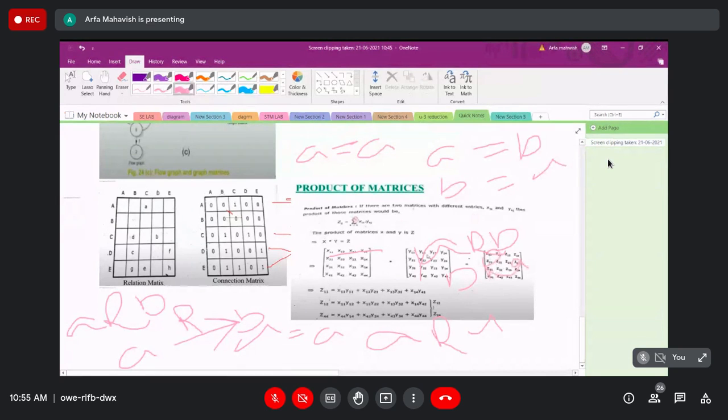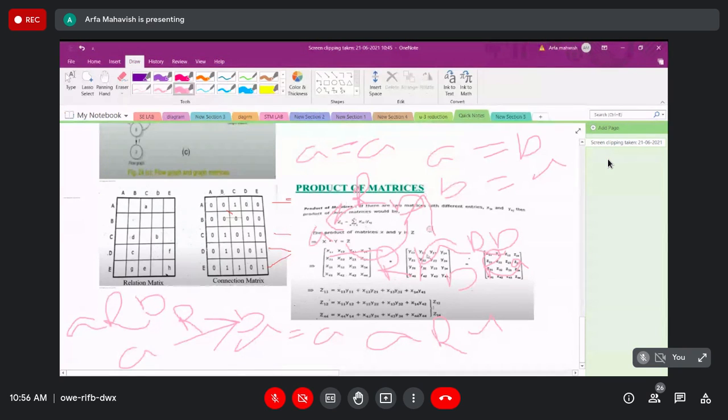So if there are two nodes, A and B, with R as the relation, A is traveling to B and B is traveling to A. This is the relationship among them. Then it will be called the equivalence, anti-symmetric relationship. If two nodes, A is traveling to B and B is traveling to A, this is called the symmetric matrix.